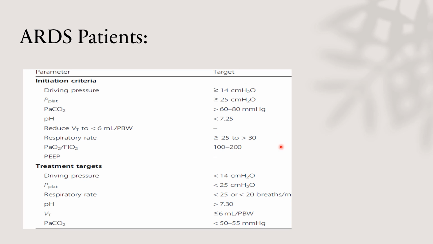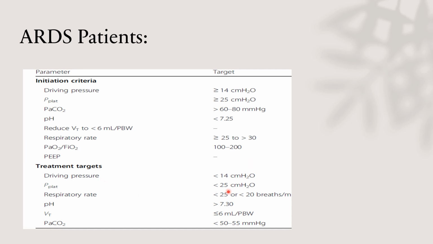If we come to ARDS patients, what are the initiation criteria to use ECCO2R? A patient having driving pressure more than 14, plateau pressure more than 25, which is against the ARDS Network recommendation, and PaCO2 more than 16 to 18 millimeter mercury, pH less than 7.25, and respiratory rate more than 25 to 30, PaO2 to FiO2 100 to 200.